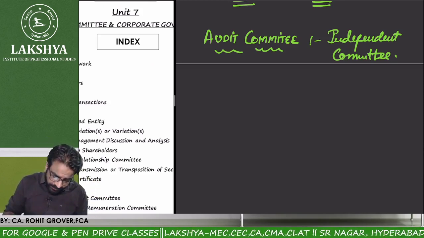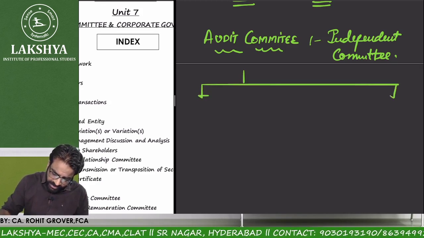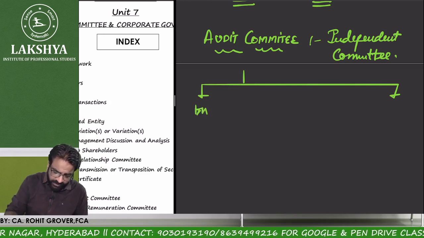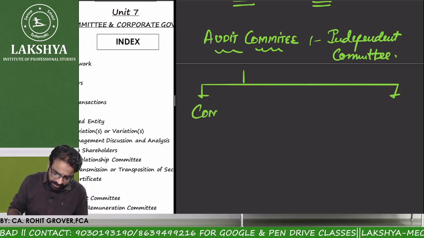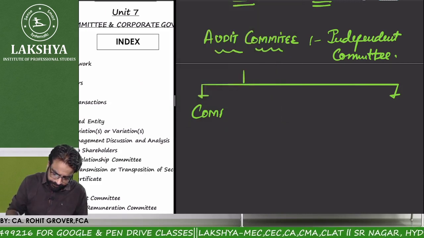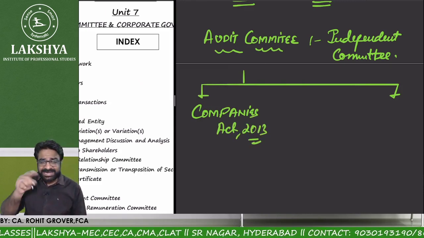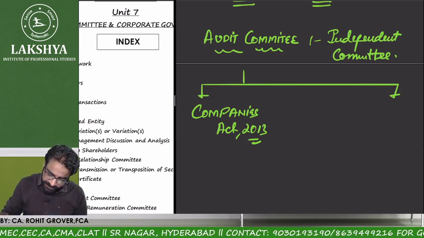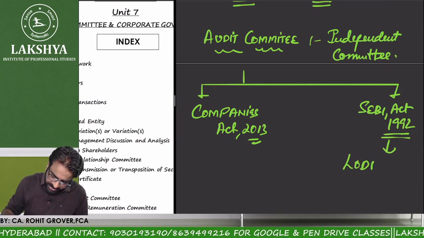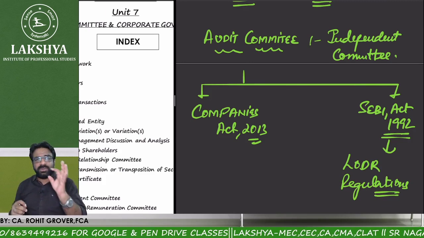When we do the audit committee, we will do the audit committee of two types. First is the audit committee as defined as per Companies Act 2013. And the second kind of audit committee which we have to understand is as per the SEBI Act 1992. Basically, in SEBI, we are going to understand the LODR regulations. Sir, what do you mean by LODR regulations?